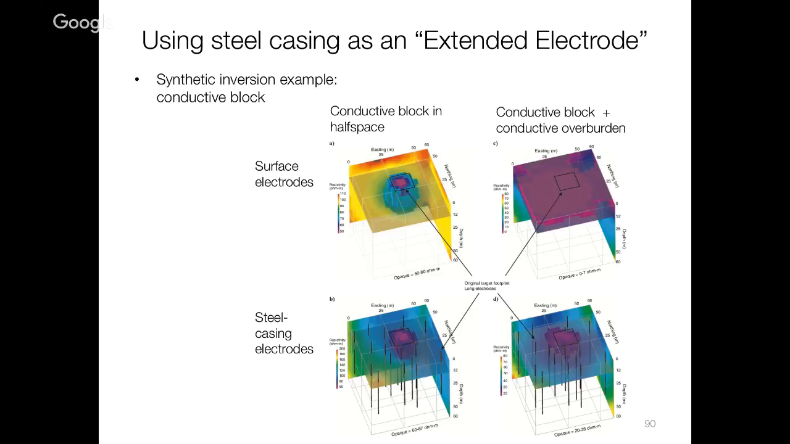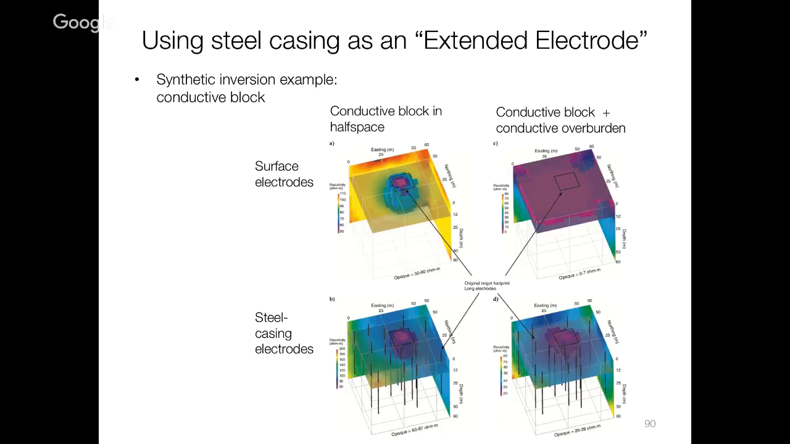So this is a synthetic example. It's a conductive block that's sitting just below the surface. So the waste deposits should be conductive.